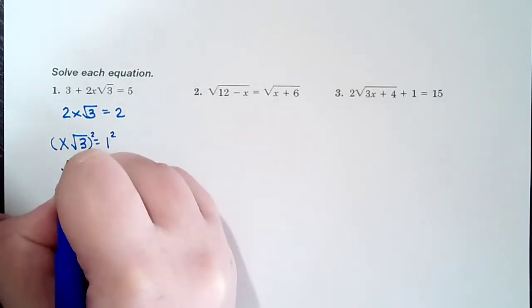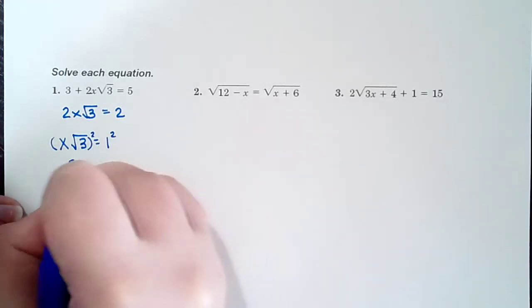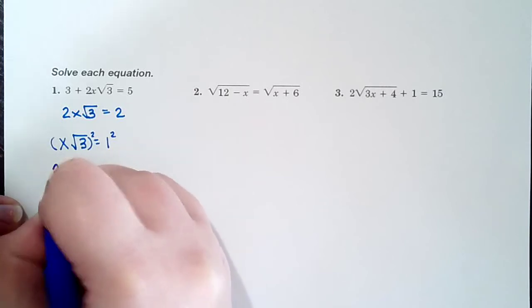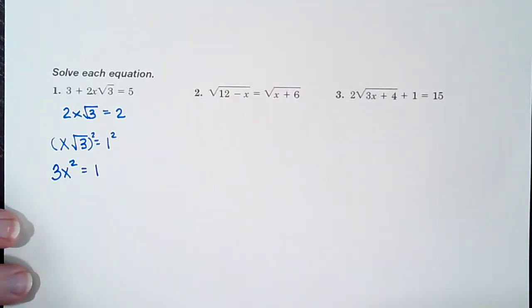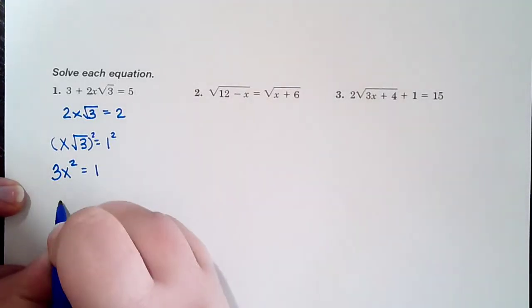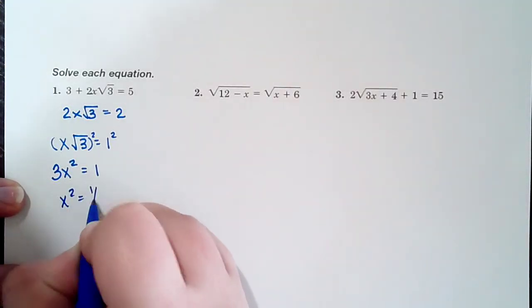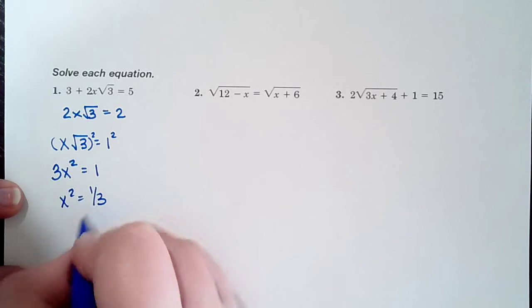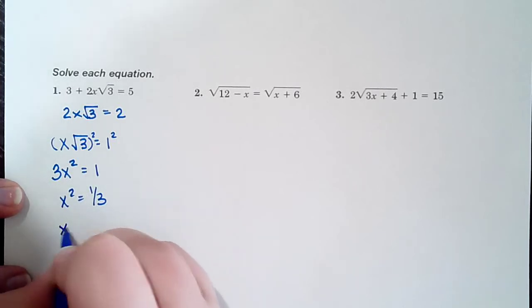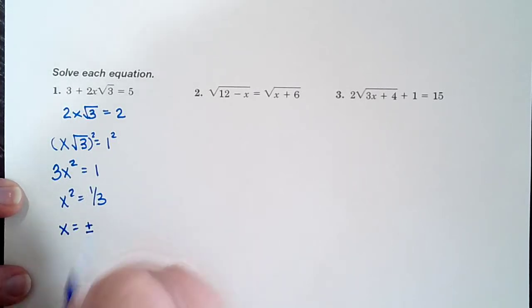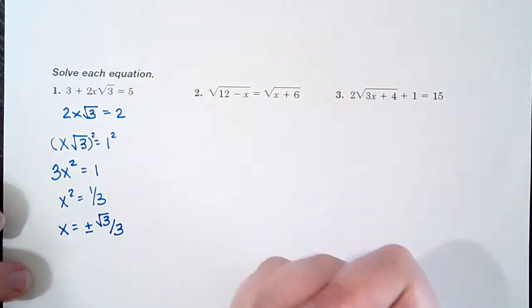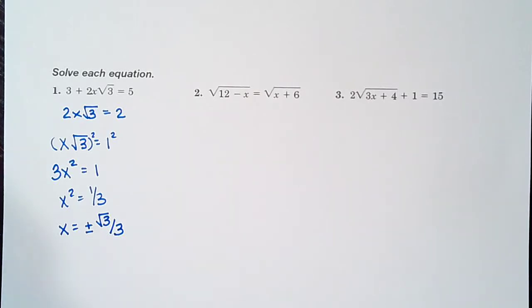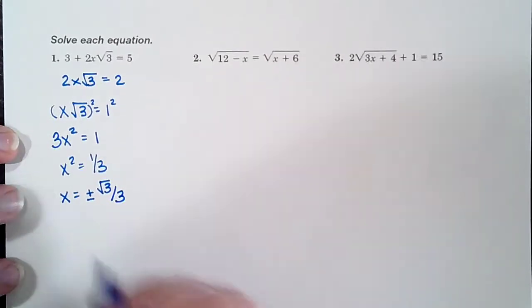This now gives me x squared times square root of 3 times square root of 3, which is just 3. And then on the right side, I have 1. From here, it's technically a quadratic solve, so we're going to do x squared equals 1 over 3. I take the square root of both sides and simplify, so x is positive and negative root 3 over 3. I've now isolated and eliminated. I have my answer, and now I have to plug it back in.